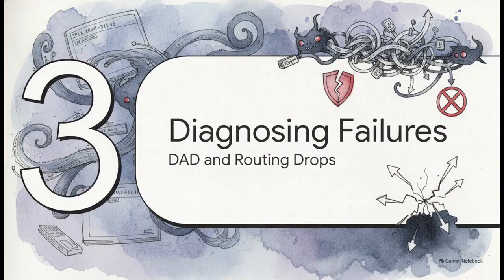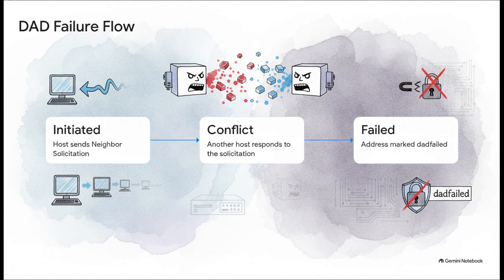Which leads us to Section 3, Diagnosing Silent Network Failures, DAD and Routing Drops. So how exactly do we hunt down these silent network gremlins? Well, first up is duplicate address detection, or DAD for short. Here's how the failure flow happens. Step 1, DAD is initiated when a host sends a neighbor solicitation. Step 2, a conflict is detected when another host on the network responds. And Step 3, the interface just silently marks the address as DAD failed and completely drops global connectivity.